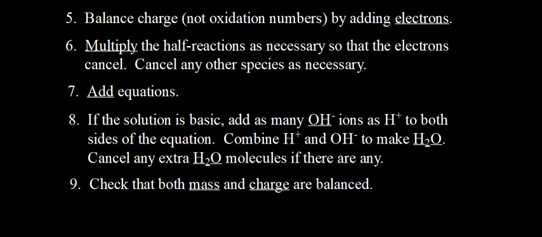Step number 8, if the reaction occurs in a basic solution, so we're going to do everything we've done so far, we have some additional steps. You're going to add the same number of OH minus as there are H plus ions, to both sides of the equation. So let's say you have two H pluses on the left. If the reaction occurs in a basic solution, you'll add two OH minuses to the left and to the right side. On the left side, where you have both H plus and OH minus, you're going to combine those to make water. Undoubtedly, you're going to have waters on both the left and right side, so cancel any extra waters if there are any.